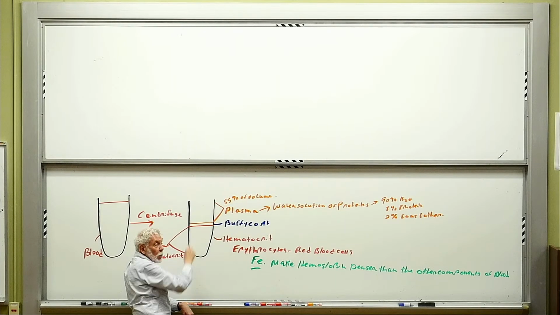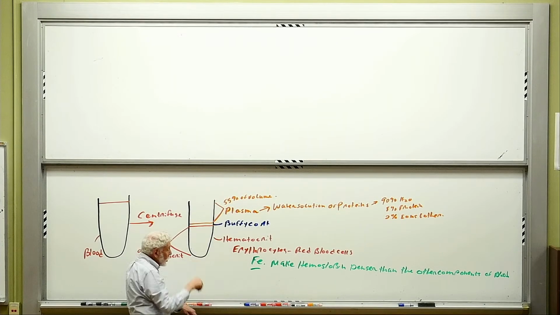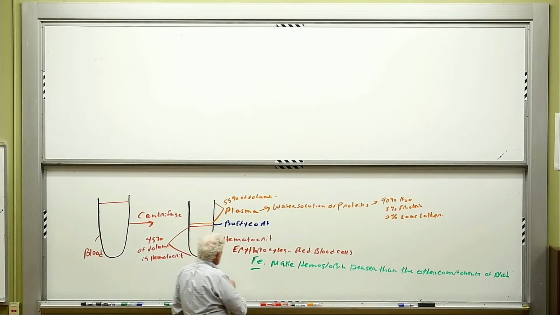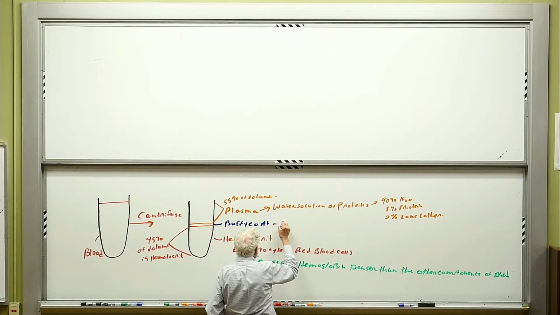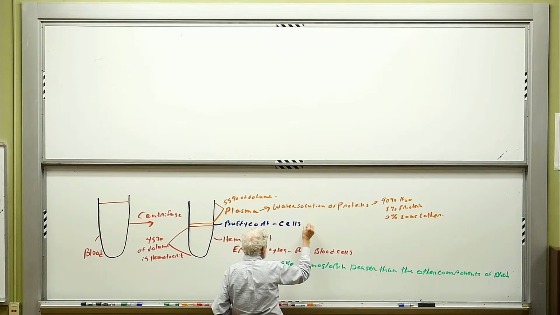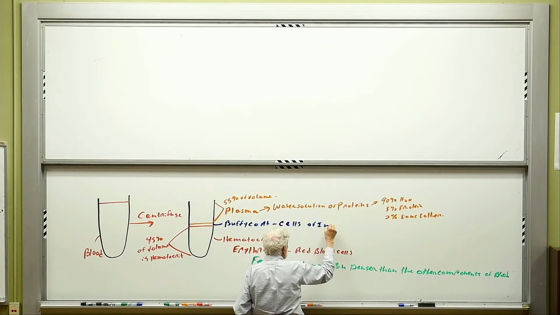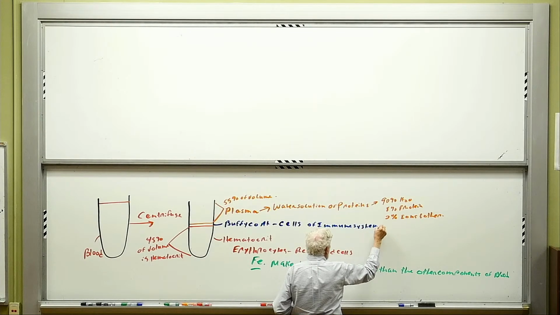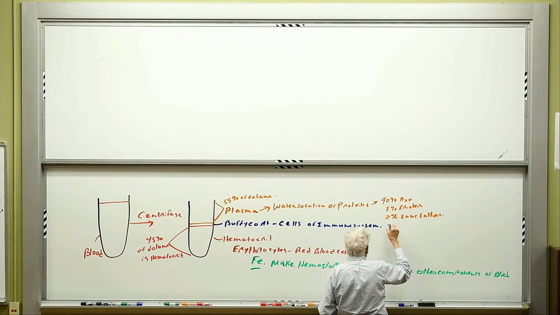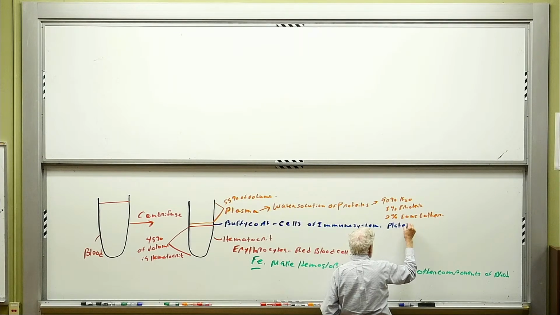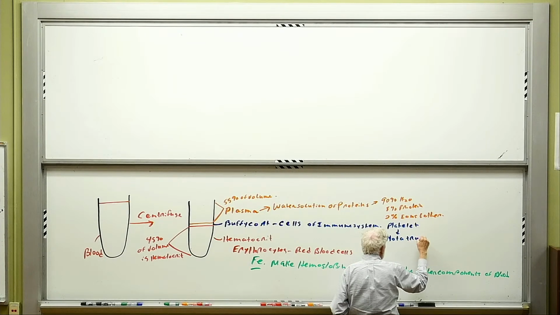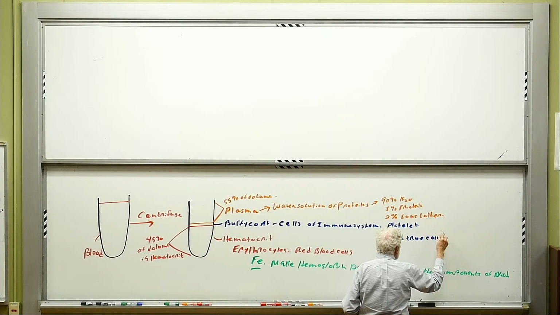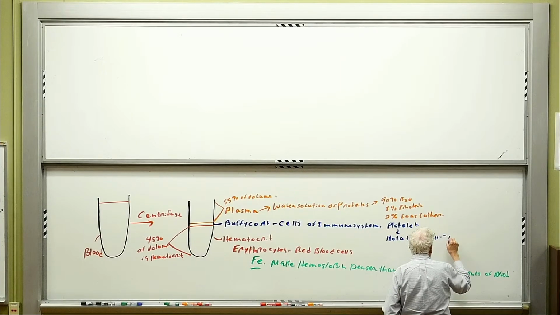Now the plasma is just proteins. And the next question is, what's in the buffy coat? Well, the buffy coat contains cells of the immune system, and another structure called a platelet. The platelet is not a true cell. So we give it this euphemism of a formed element.